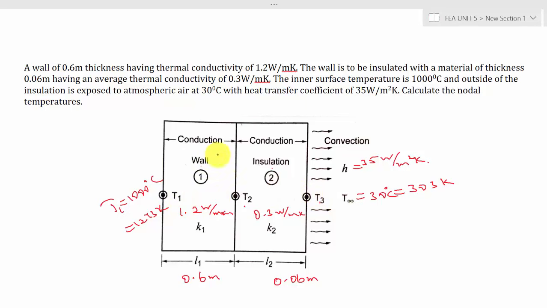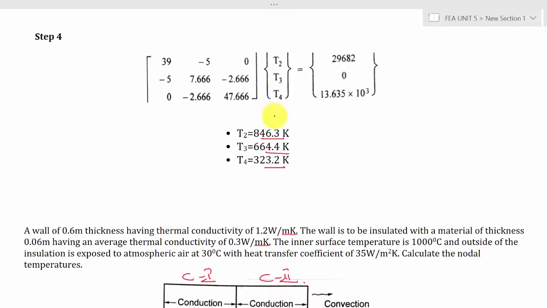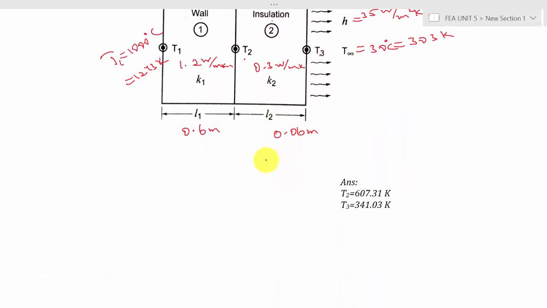The T1 value is given. So it has only two elements. The element 1 is subjected to only conduction. So it is case 1. The element 2 is subjected to conduction and end convection. So it comes under case 2. So you can calculate the stiffness matrix individually. You can assemble it. Then you can follow the 4 steps to find out the solution. So the calculated result is T2 is equal to 607.3 Kelvin and T3 is equal to 341.03 Kelvin.